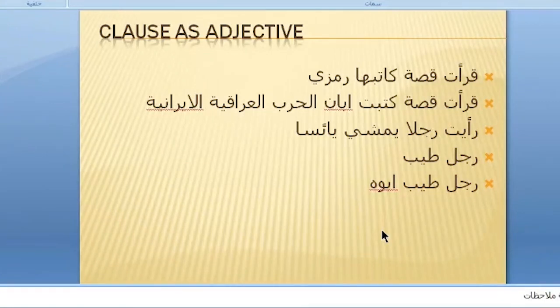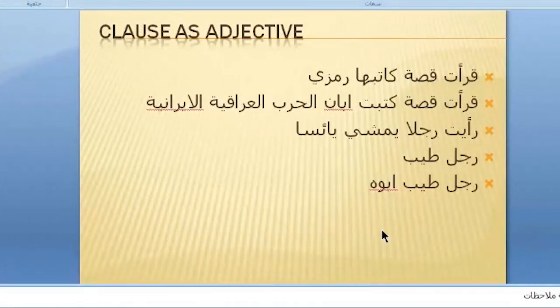Here we have a clause which is يمشي يائسا, أيضا فعلية هاي الجملة لأن بدت فعل يمشي. رجلا is indefinite, أيضا نكرة. So يمشي يائسا, this verbal clause, هاي الجملة الفعلية, modifies الرجل, إذن يشتغل كصفة. Okay. رأيت رجلا, I saw a man who is walking, who is walking in despair, يعني يائسا, in despair.